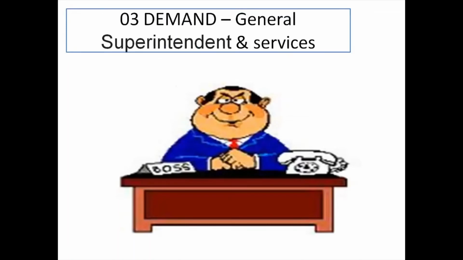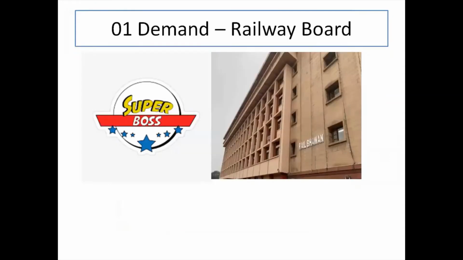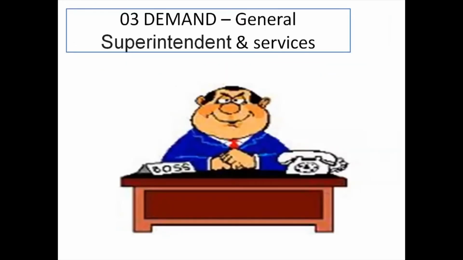Demand number 3 is the general superintendent and services. This is nothing but administration. See, when demand number 1 is super boss, this is the local boss. Demand number 3 is the local boss. Who is local boss in zonal railway? General manager. Who is local boss in division? DRM.